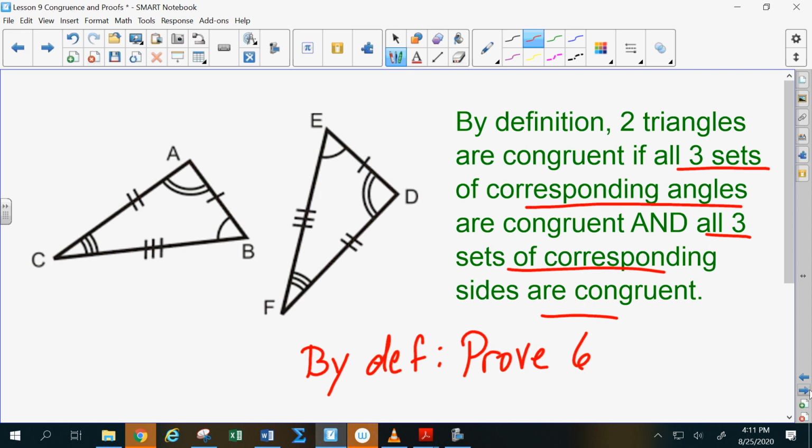We would have to prove 3 sets of angles and 3 sets of sides, and that is a lot to have to put in a proof. So what we learned last year, we had a bunch of letters for things that were some shortcuts where we only have to show about 3 things to be able to say that the triangles are congruent.